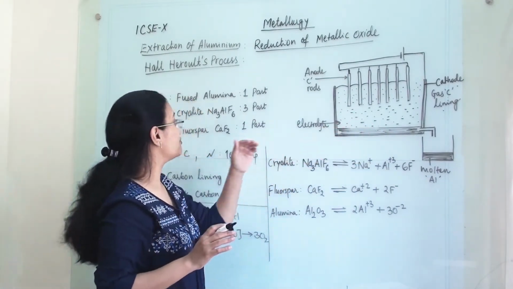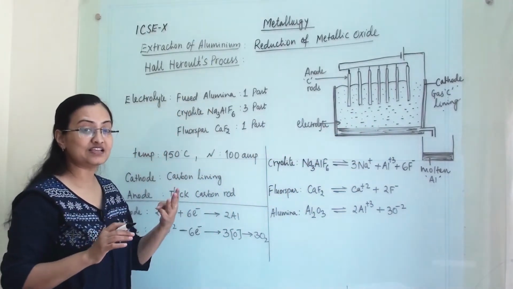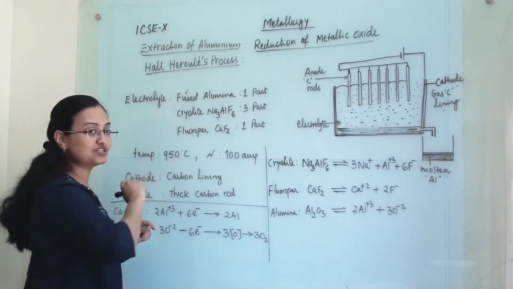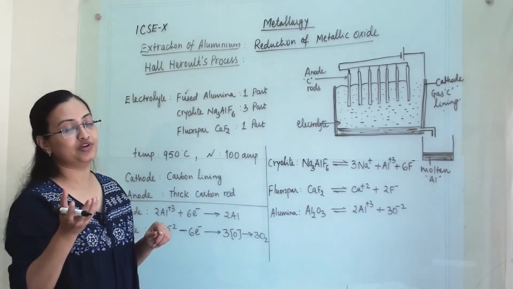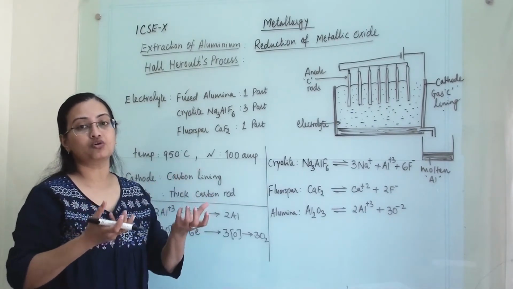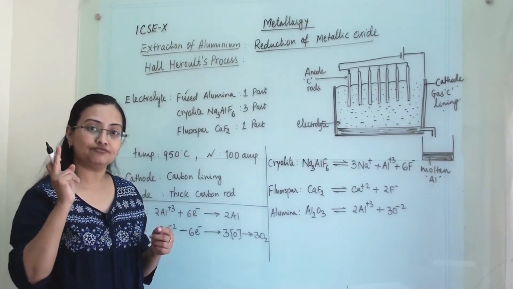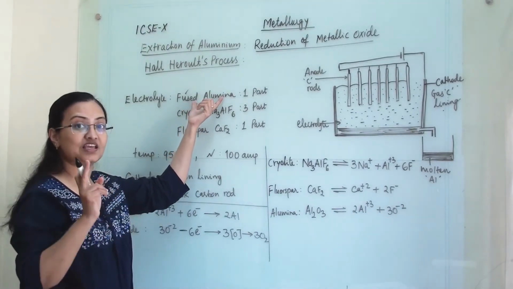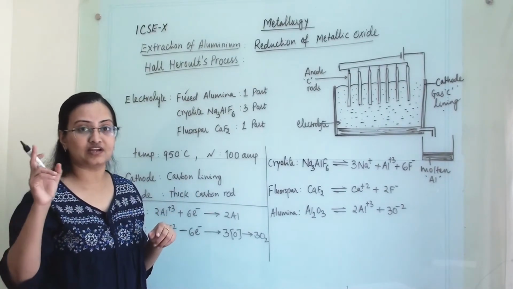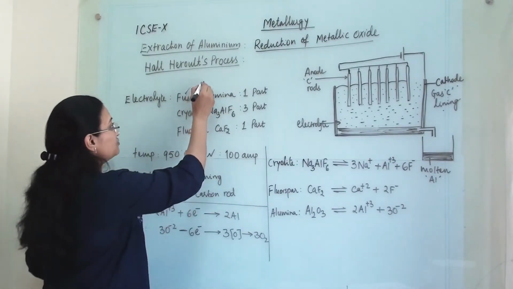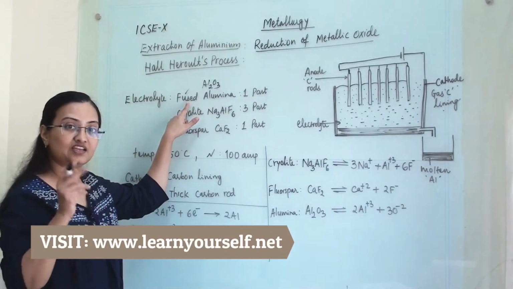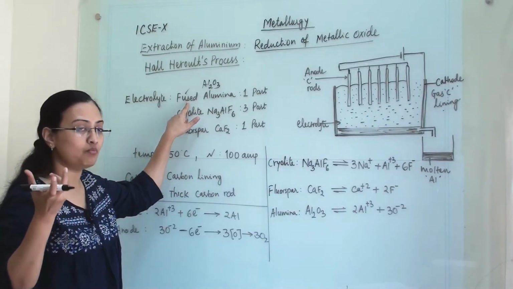As an electrolyte we have taken 3 different things, and that too in different proportions. Fused alumina. Now what is the meaning of fused alumina? The molten form of alumina. And what is alumina? Alumina we have recovered from the bauxite ore that we have already seen in the first step. So this is alumina, that is Al2O3. Earlier it was Al2O3·2H2O. That was our bauxite ore. Here we are using Al2O3, that is our pure alumina, and that we are taking in the fused state. That means it is in the molten form.